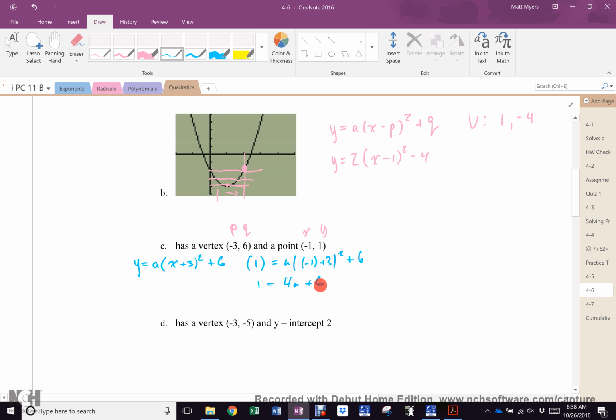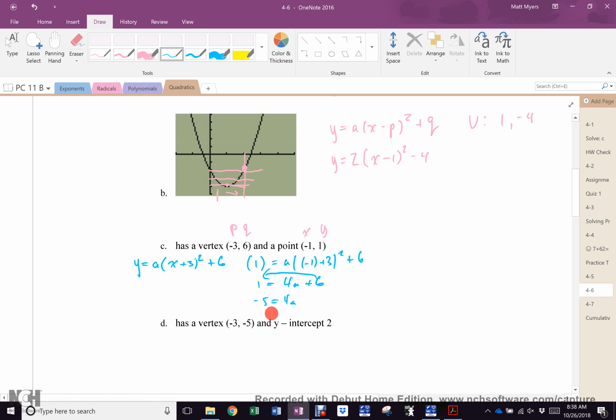Right? Now what? 6 moves over here, so it's now negative 5 equals 4A, correct? What does A equal?